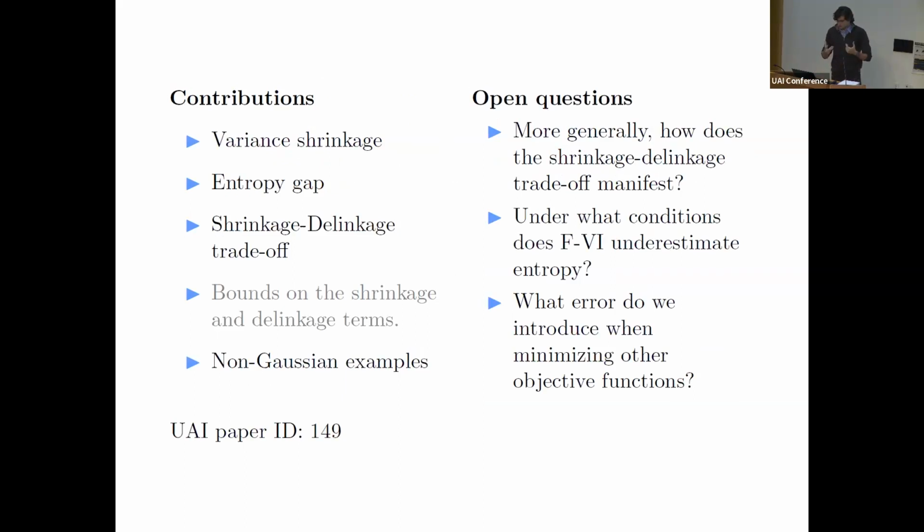Right? So with that, I just want to ask a few open questions. This shrinkage delinkage trade-off, we showed it explicitly on the Gaussian case, but the intuition that underlies it is not specific to the Gaussian target. It's not specific to the pure mean field approximation. It can also work with diagonal plus low rank approximations. We want to understand entropy a little bit better, and we want to think about other objective functions or pseudo-objective functions that people deploy in the literature.